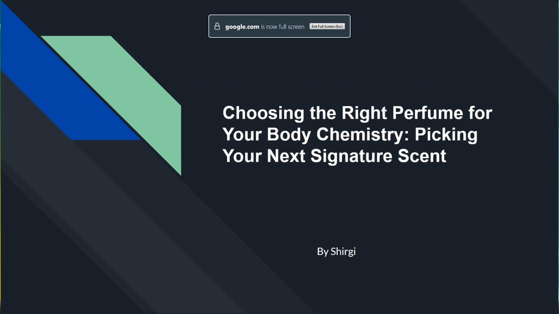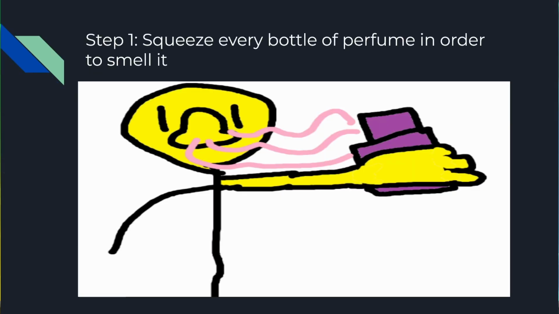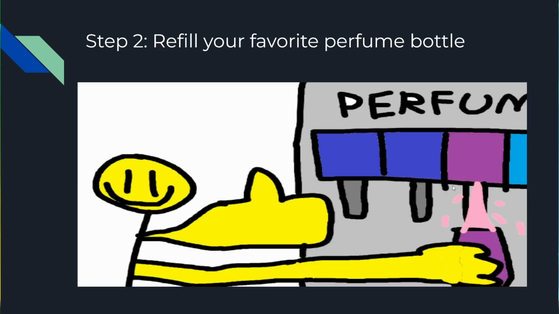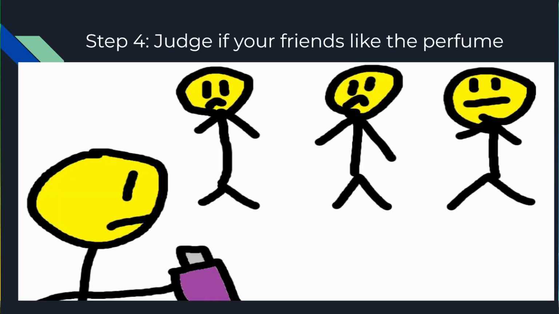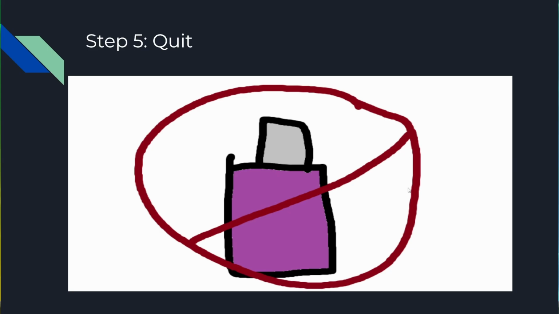This is how to choose the right perfume for your body chemistry. Picture your next signature scent. First, you must squeeze every bottle of perfume in order to smell it. Then refill your favorite perfume bottle because you got rid of all of it by smelling it. It all went into your nose and now you need more. So refill it at the perfume machine here. Next, applaud the creator of your chosen perfume. Clearly they knew what they were doing when they were making that concoction and putting it inside of that little vending machine. Next, you have to judge if your friends like the perfume. I mean, yours might.